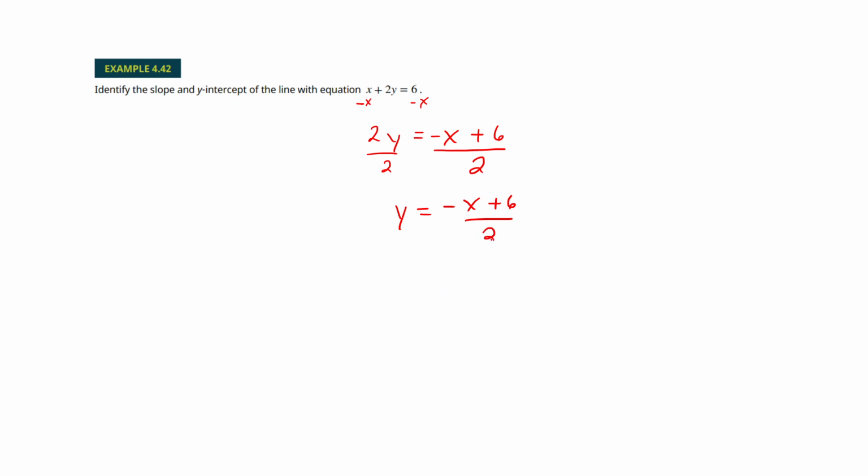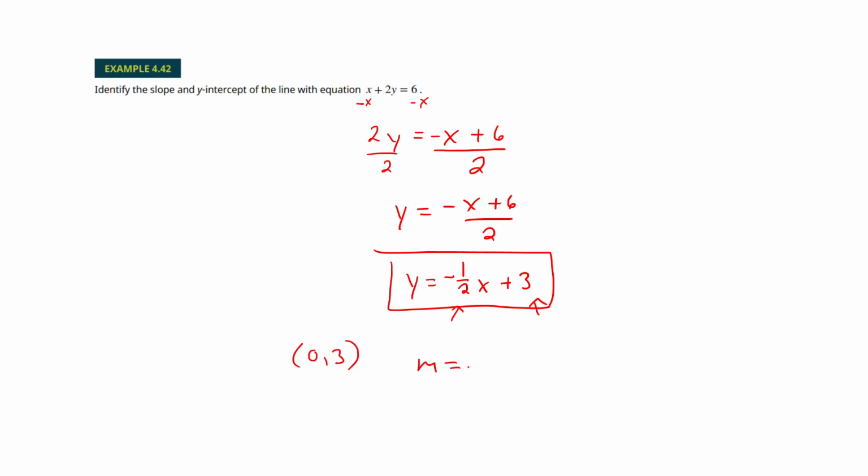Now I believe we've seen this before too. I'm going to need to give the 2 to everything on this side. So he's going to go to the x, and he's going to go to the 6. You can't just give it to 1. Now it's like there's a -1 in front of the x, so I'm going to have -1/2 x, and the 2 is also going to be divided into the 6 and get me +3. Now, what they wanted was the y-intercept and the slope. Well, I'm in the slope-intercept form now, so it's easy to tell. That's my y-intercept and my slope. So my y-intercept is 0, 3, and my slope is -1/2.